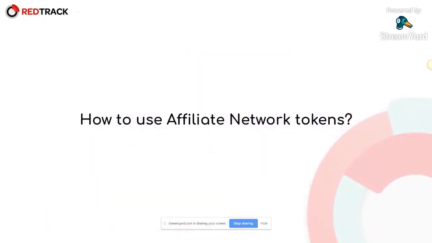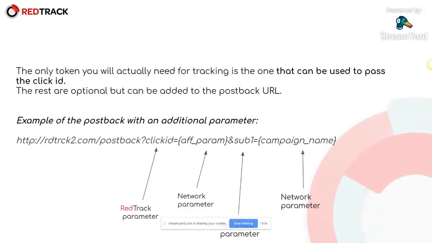How to use affiliate network tokens. Actually, the only token you will need for tracking is the one that can be used to pass the clickID. The rest are optional, so if you need to send some other parameters to the affiliate network, this can be done the same way it was described for clickID. But note that very few affiliate networks have dynamic parameters to pass additional data. Most of them are empty and can be used to record the third-party data only.